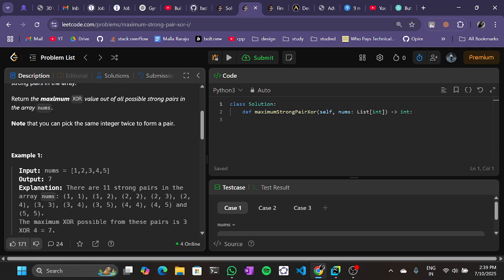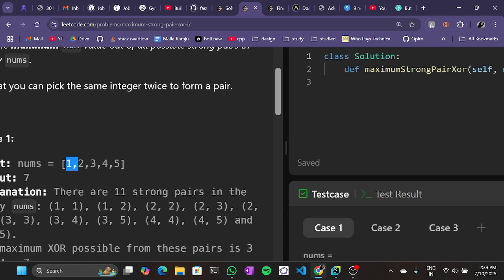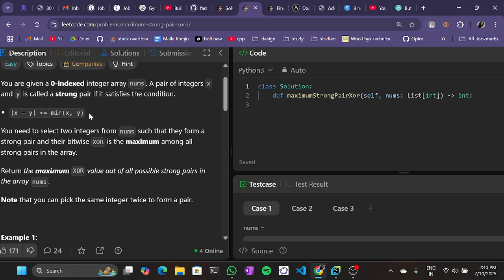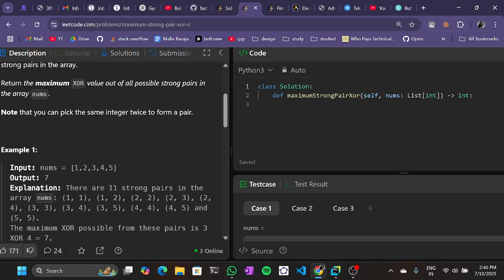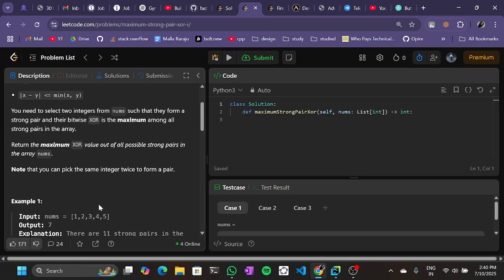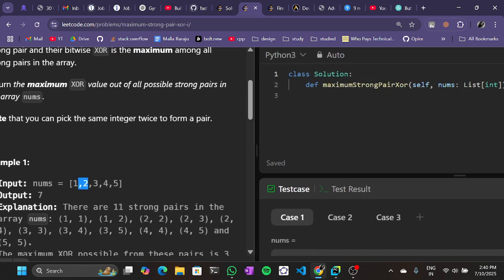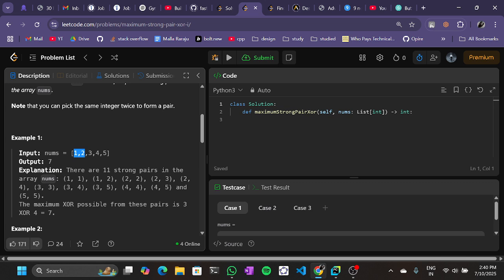Fine. So how we'll be checking is we'll check the same valued ones and the next one until we find the maximum, and if the strong pair test is passed, then we'll check the XOR as well and store it in a value. So let's create two pointers. Actually, let's keep it P1 and P2.